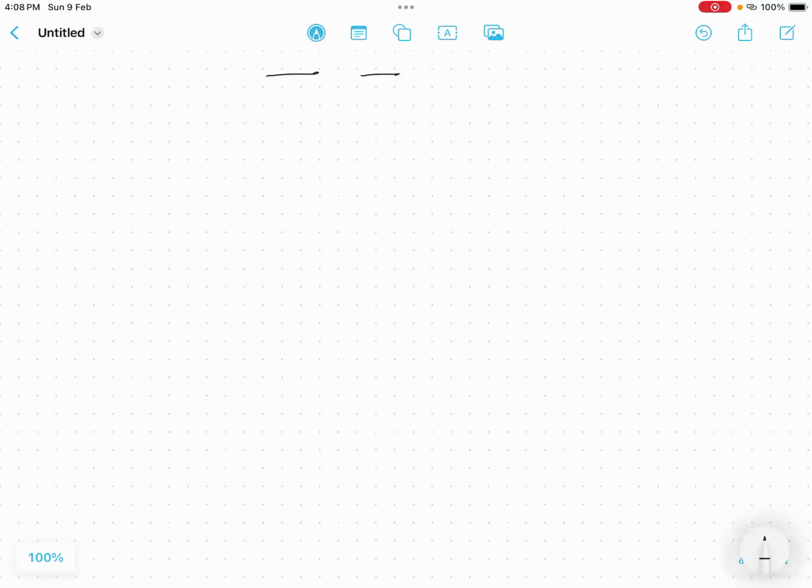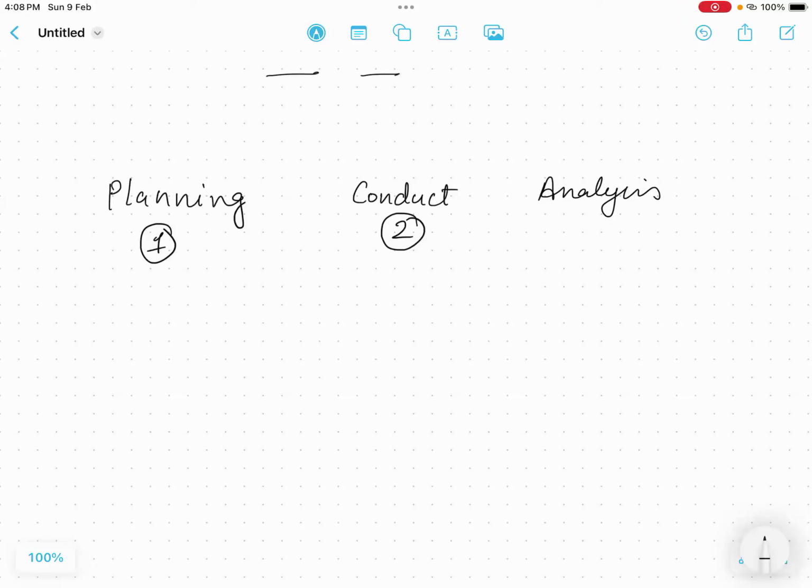As I told you last time, the clinical trial has 3 stages. The very first stage is the planning stage, where any sponsor or pharma company plans. Then number two is the conduct phase. The third is your analysis, or you can say the final result analysis stage. So that is your third stage.